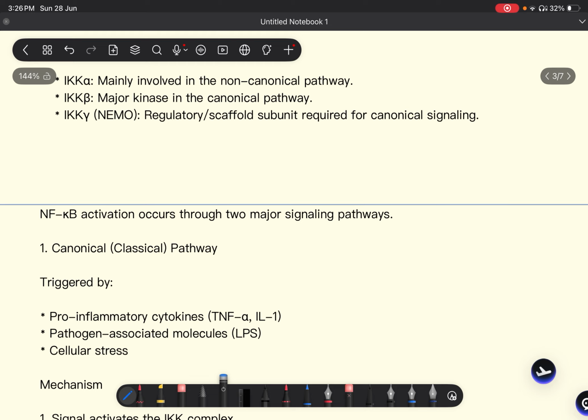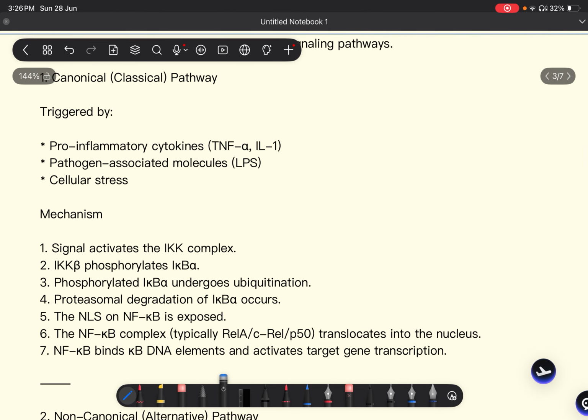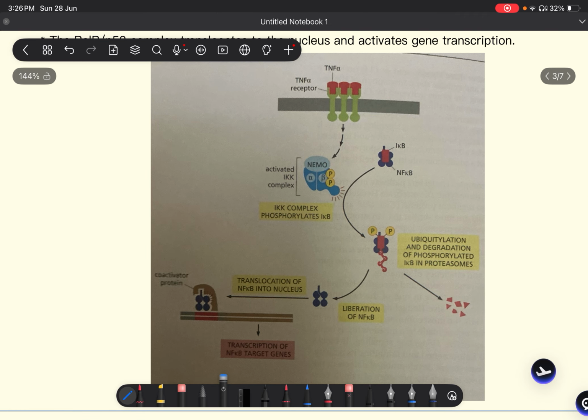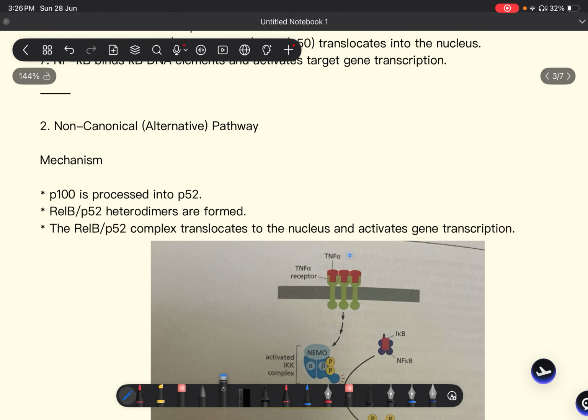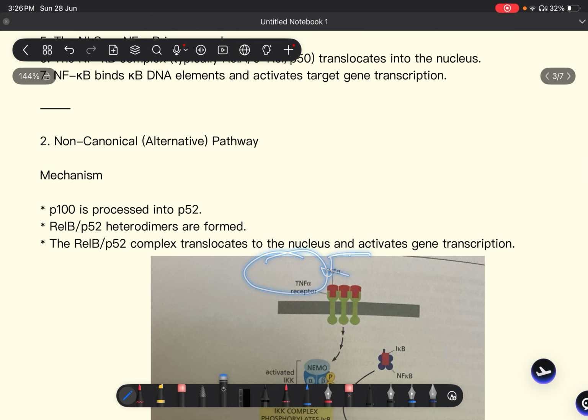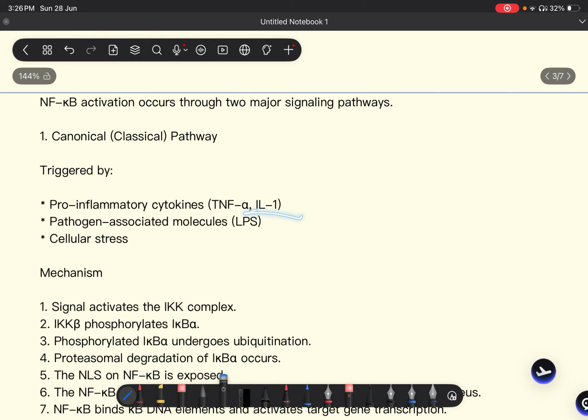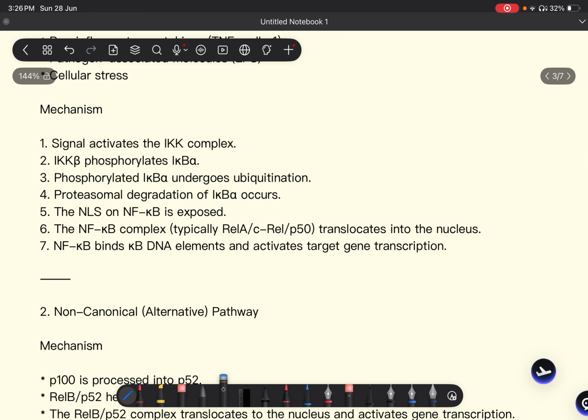Now we will discuss how signaling occurs. Let's join into the major thing that we want to discuss. Right? This beautiful thing that we have. Now you get a signal. Now what are these signals? This is TNF alpha. There is a receptor. It can be interleukin 1. It can be pathogen associated molecules or any cellular stress.